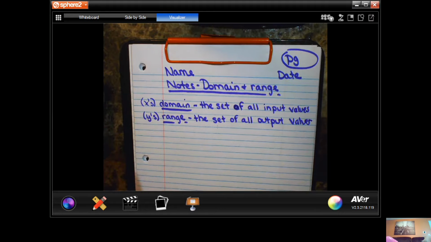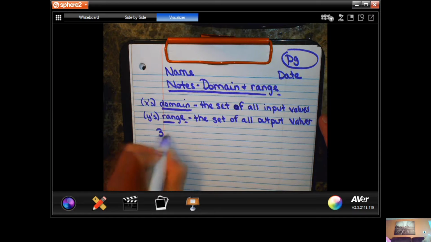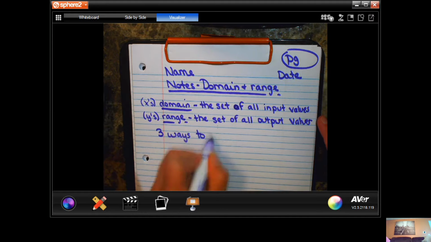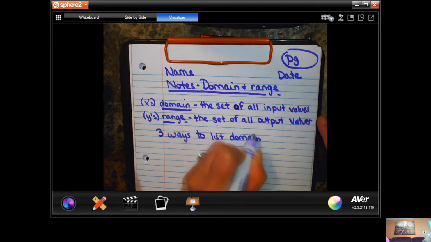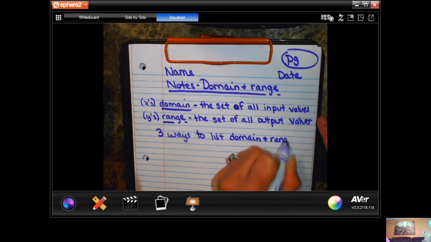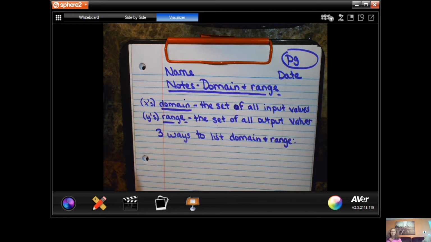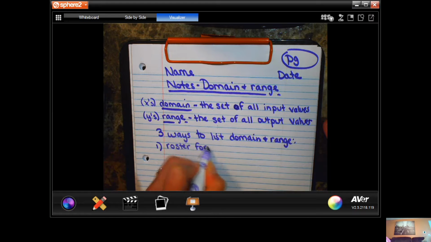So now we're going to talk about the ways that you can have domain and range listed. So can you write 3 ways to list domain and range? We're going to talk about those 3 ways today. So the first way is going to be roster form. So for number 1, can you write roster form? And I'll give you what that means, and then we're going to come up with the definition.